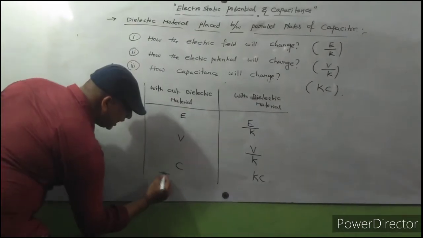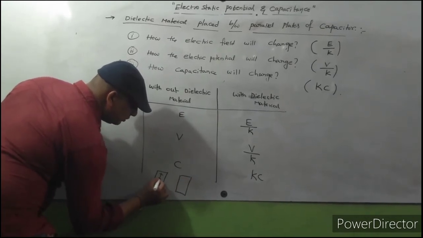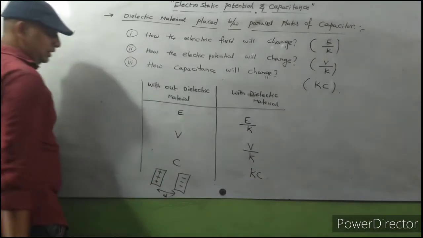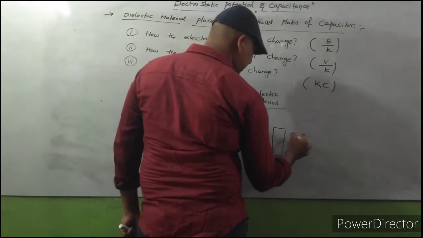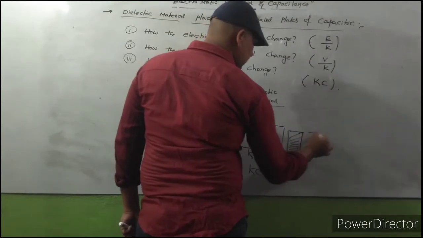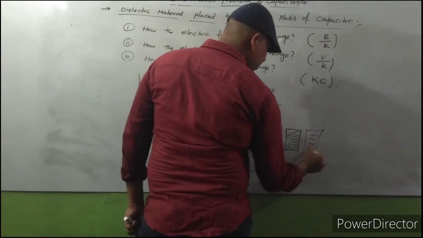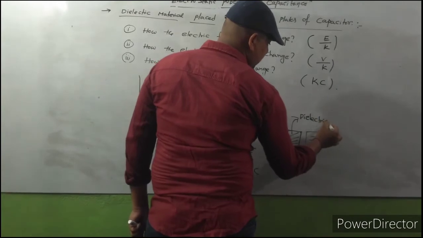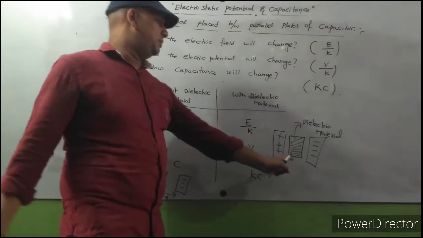That means how to draw the diagram? Here there is no dielectric material. Here some dielectric material is present between the parallel plates. This is positive, this is negative charge, and this is some dielectric material. I have mentioned it here.